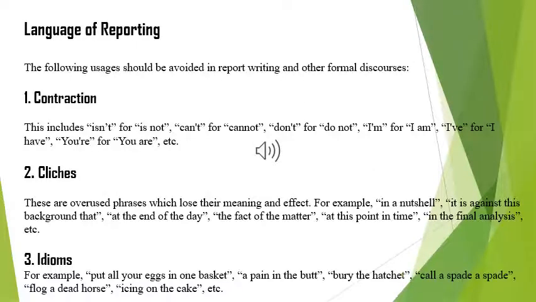Slide 4, the language of reporting. So these usages should be avoided in report writing and formal discourse. Just like in formal letters and in essay writing, there is a particular kind of language that you use when you are writing a report, and there are kinds of language that you don't use when you are writing a report. So the ones to avoid are contractions, that is isn't for is not, can't for cannot. We've already spoken about contractions in the previous lecture.